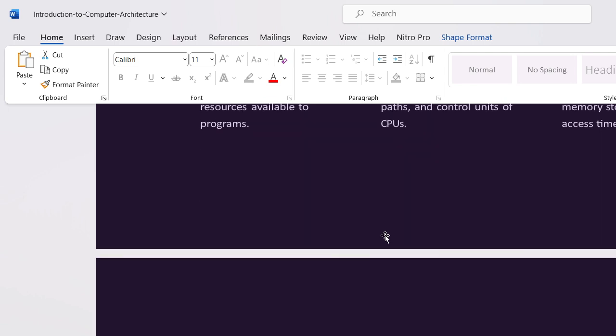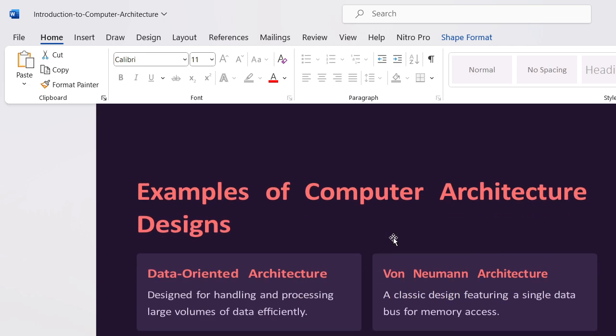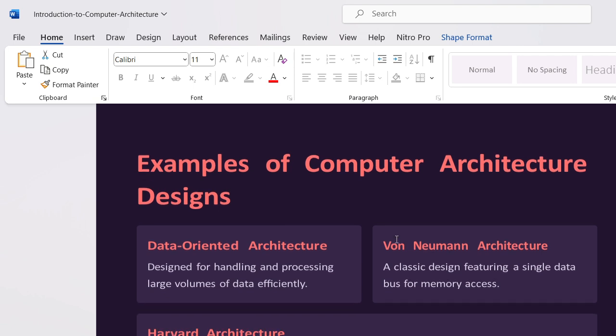Next are examples of computer architecture design. Data-oriented architecture is one example. It's designed for processing large volumes of data efficiently. So it's like data mining and data storage for useful things, maybe for research or for other uses. Another is the von Neumann architecture, a classic design featuring a single data bus for memory access. And the next is the Harvard architecture. This utilizes separate buses for data and instruction fetch.